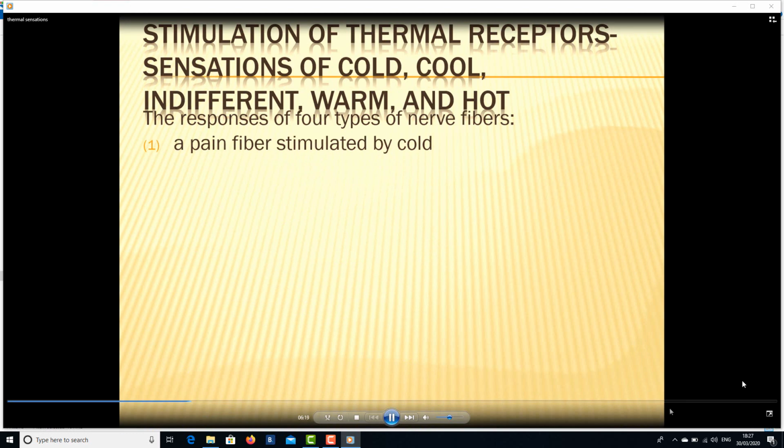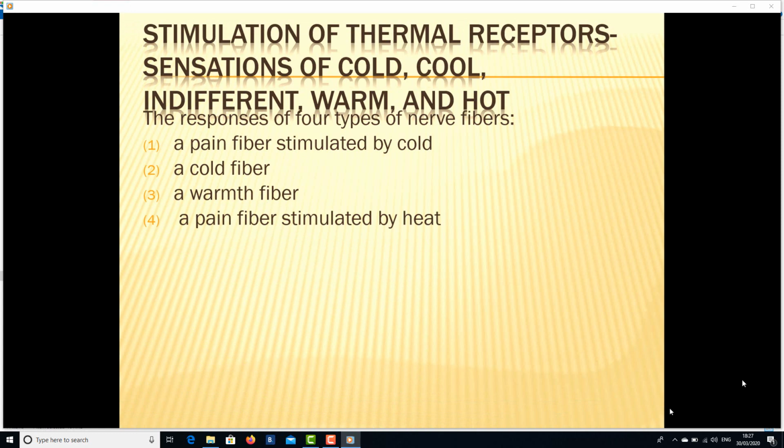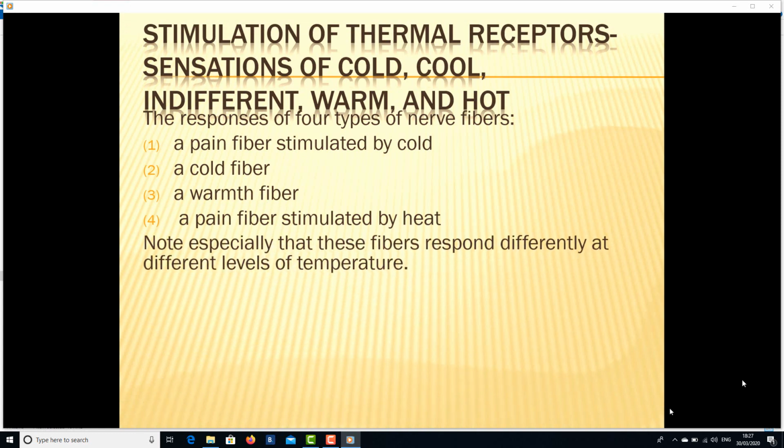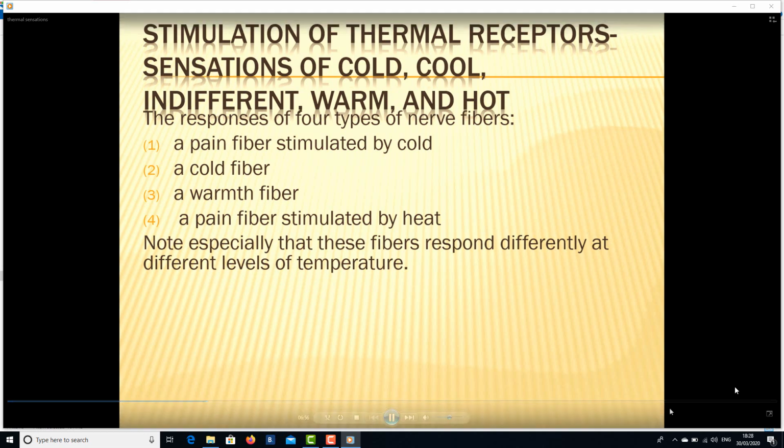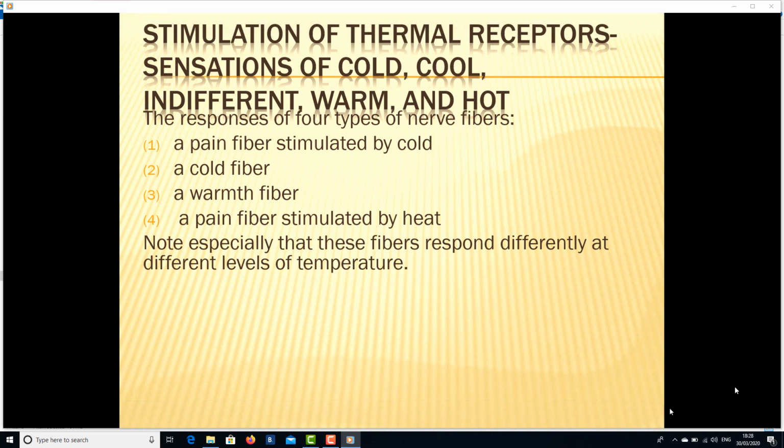Pain fiber stimulated by cold, a cold fiber itself, a warmth fiber, a pain fiber stimulated by heat. Note especially that these fibers respond differently at different levels of temperature. As I have already told you, if the cold is not bearable, that gives the sensation of pain. If there is heat which is not tolerable, that gives you the feeling of pain again. So the gradations we feel are the sum of the responses of all these four types of nerve fibers.